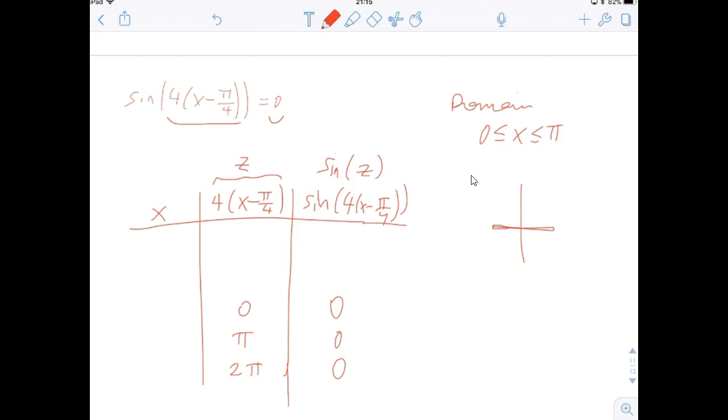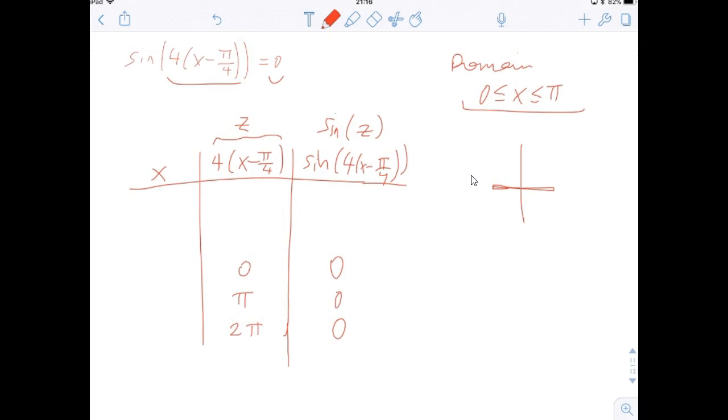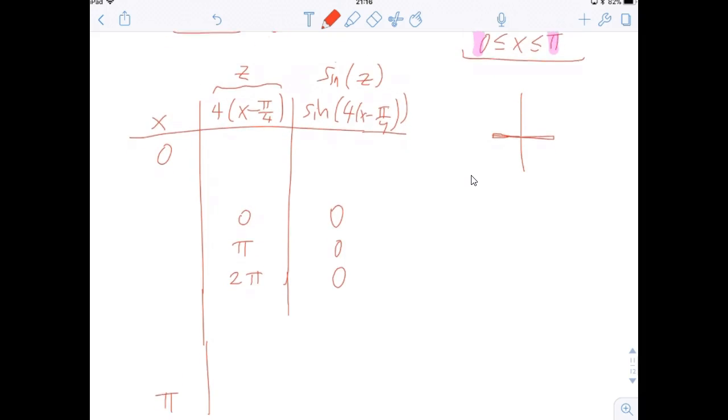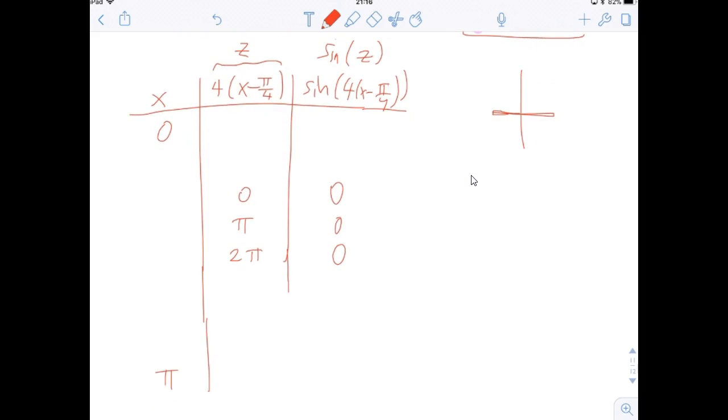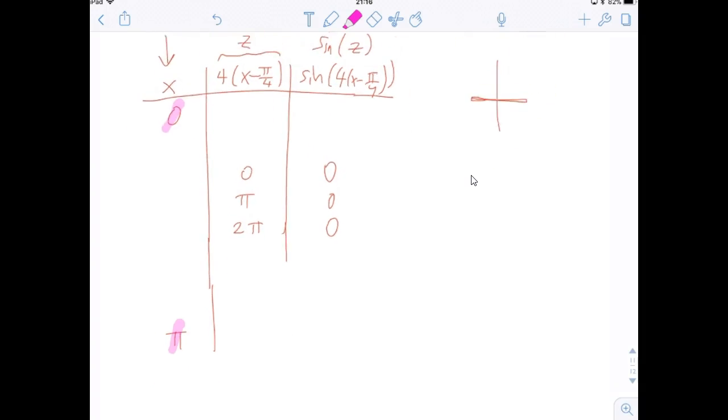Okay? And then the other thing is we want to figure out every possible angle in this domain which gives us a sine of 0. But in order to figure out where the smallest possible angle and the largest possible angle are, what we're going to do is take this domain, take the 0 and the pi from the domain, and put it here and here because they are going to be our lower and upper limits for the domain. Do you notice how the x is between 0 and pi? So we need to put the limits for the domain in the first column where x is.